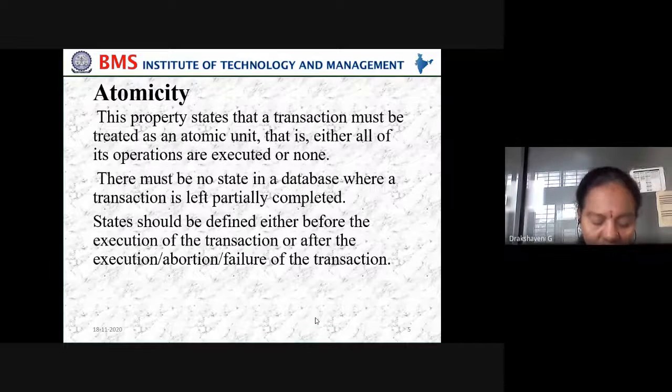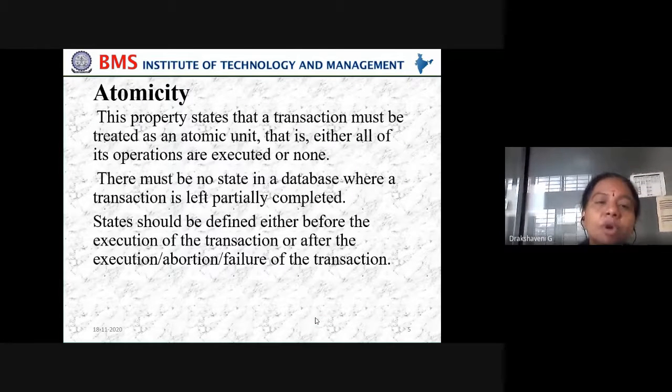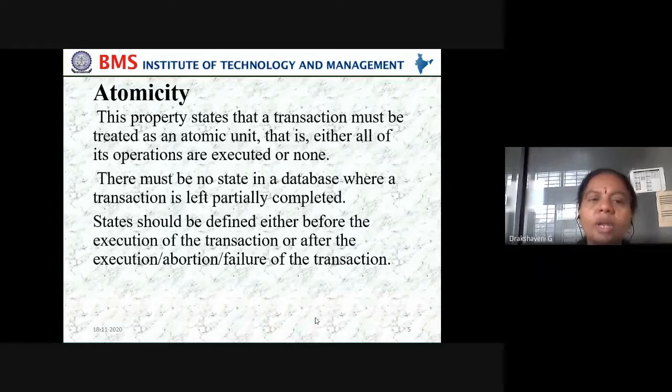Then we have started with atomicity. This property states that a transaction must be treated as an atomic unit. So what does atomicity say to us? A transaction must be treated as the smallest unit. The same thing in programming we say smallest unit. Same way here, atomic unit means smallest unit in the transaction. That is, either you execute all operations or please don't execute anything. That's what atomicity says to us.